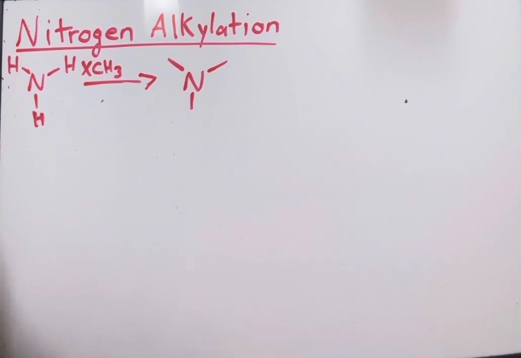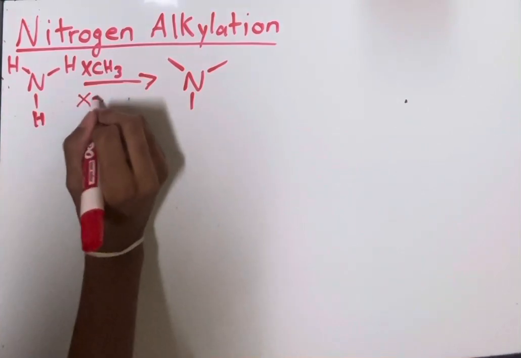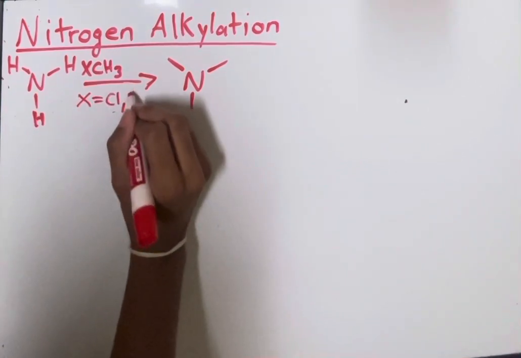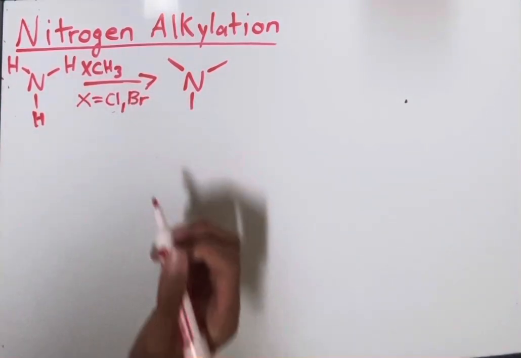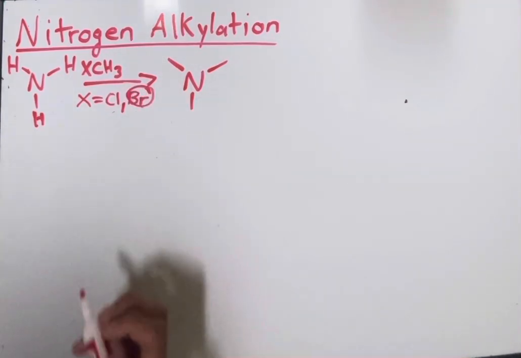So there's a couple of halogens that we can use in this reaction to make it work. So we could use chlorine, or we could use bromine. Now, just choosing randomly, we'll go with bromine. So here's the mechanism as follows.